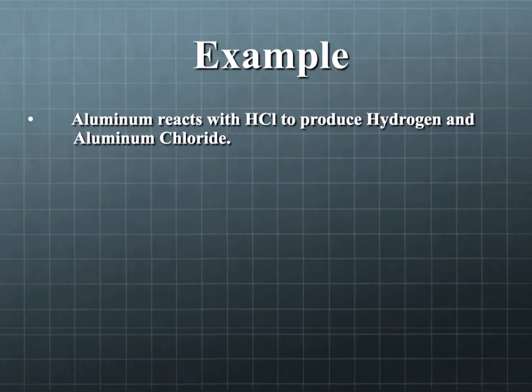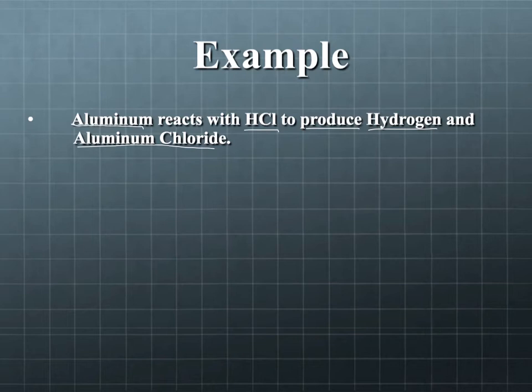So here's an example, and I'm going to show you how we walk through this. What we're looking for is elements and compounds, and we're going to write those down. Aluminum reacts with HCl to produce hydrogen and aluminum chloride. So here's what I'm going to need to write down: my aluminum, it reacts with HCl. Produce is important, and hydrogen and aluminum chloride are important.